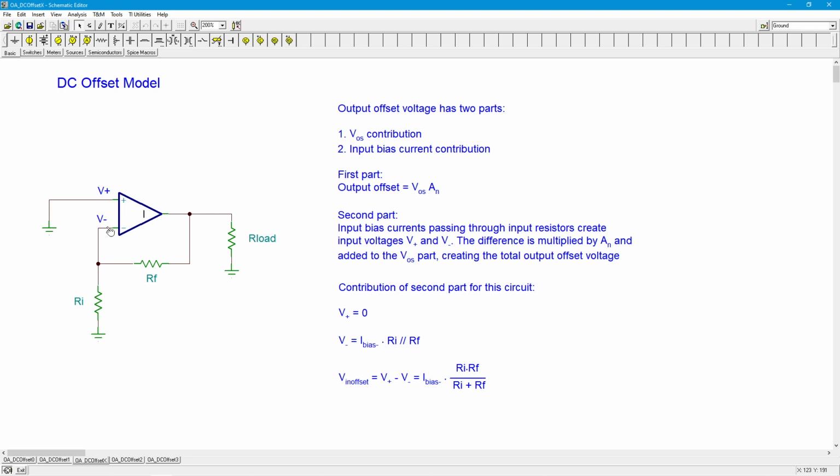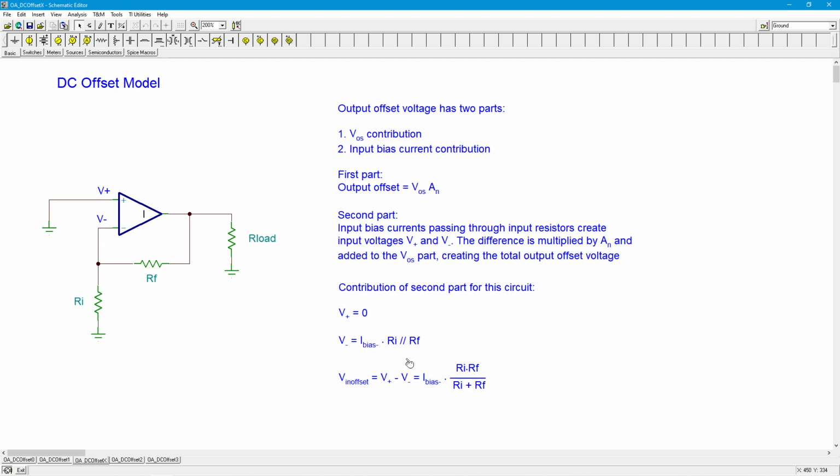So that differential voltage, in other words, whatever the voltage is between V plus and V minus on the input because of the bias currents, also gets multiplied by noise gain and becomes the second part of the output. So those two things together, the VOS contribution and the bias current contribution. V plus is 0, like I said, it's grounded. V minus would be the bias current coming in on the minus times these two resistors in parallel. That's basically what it works out to.